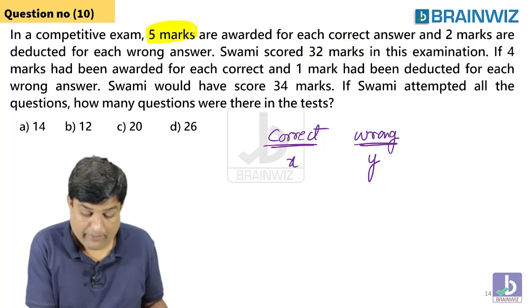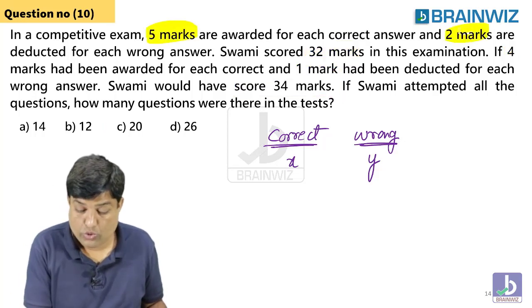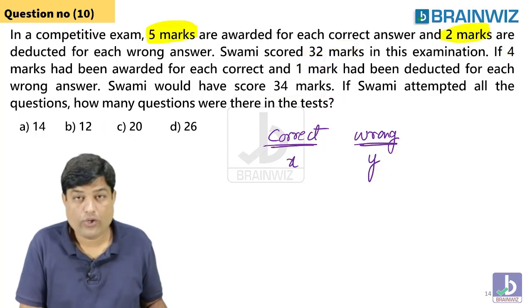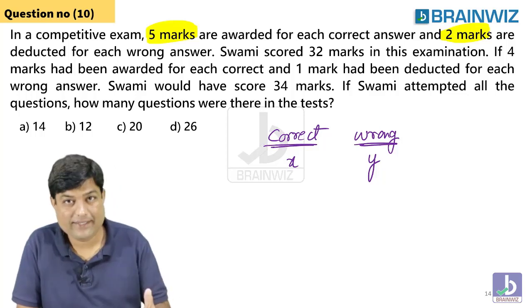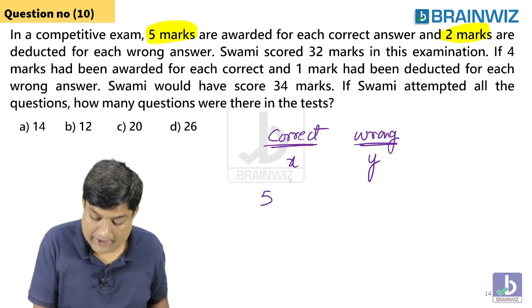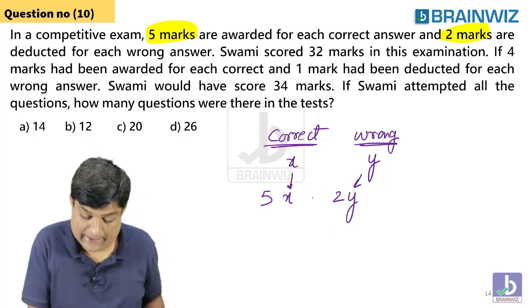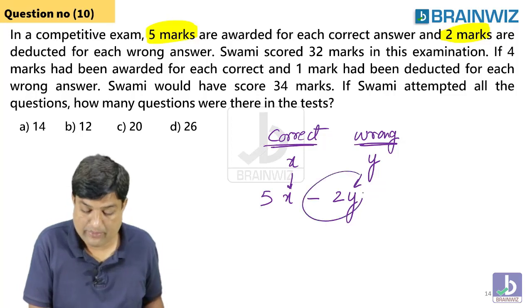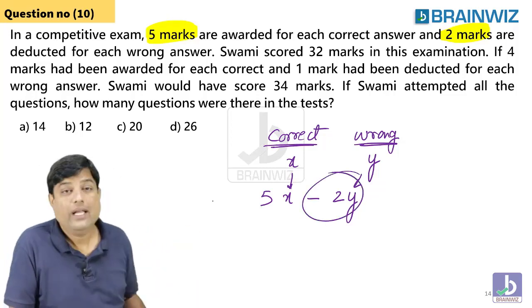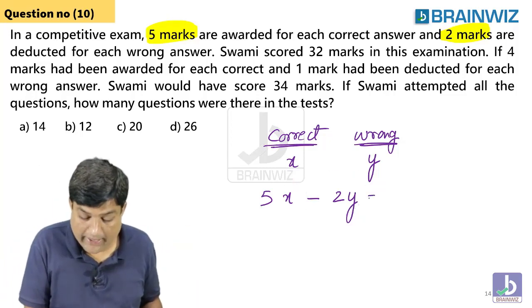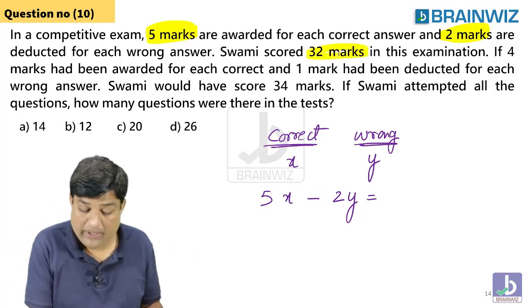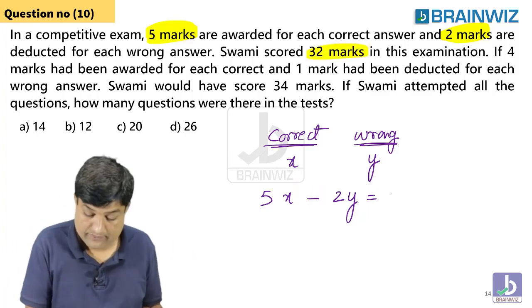Have a look, everybody. 5 marks for every correct question, 2 marks for every wrong question. For wrong questions, 2 marks are not given, they are deducted. So 5x for every correct question and 2y for every wrong question. But this is not added, guys, this is subtraction, because these marks are not added, they are deducted. Like this, we came to know that Swami has scored 32 marks.